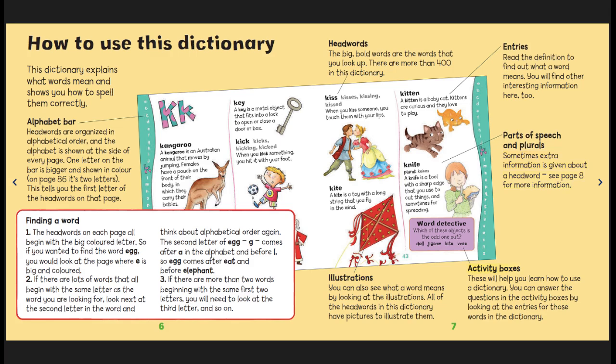Activity boxes. These will help you learn how to use a dictionary. You can answer the questions in the activity boxes by looking at the entries for those words in the dictionary. Illustrations. You can also see what a word means by looking at the illustrations. All of the head words in this dictionary have pictures to illustrate them.